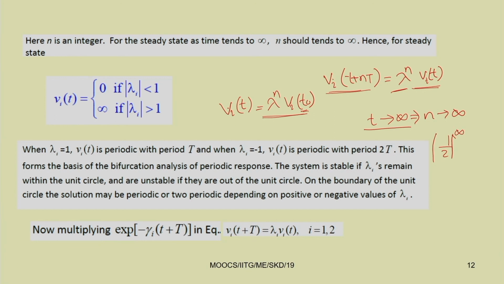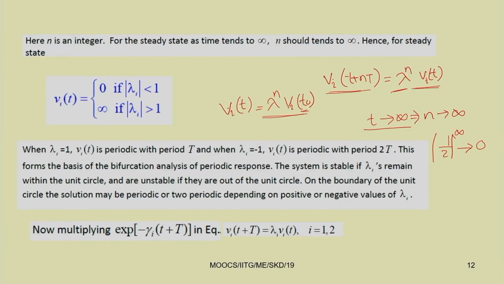So, 1 by 2 to the power infinite, so it tends to 0. V_i(t) will be 0, that means the response comes to the trivial state, that is 0. So, if |lambda_i| is less than 1, this lambda_i is a fraction. If it is a fraction, then as t tends to infinity, the response also tends to 0, and if it is greater than 1.